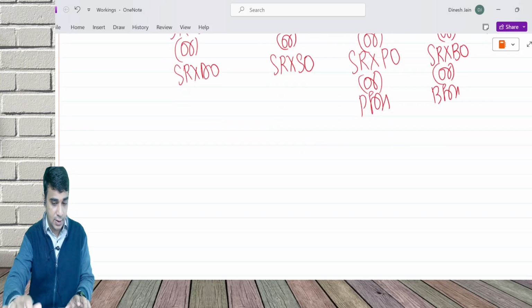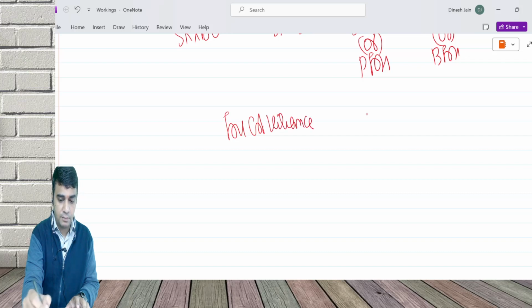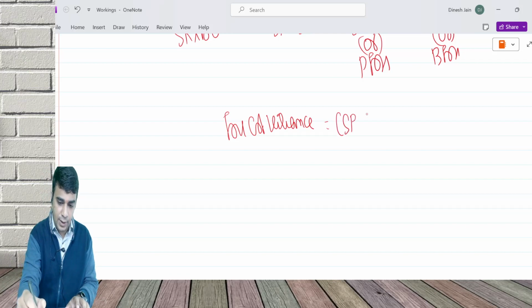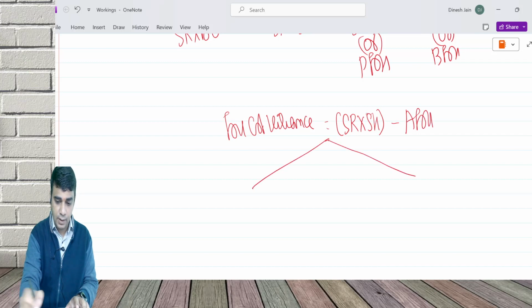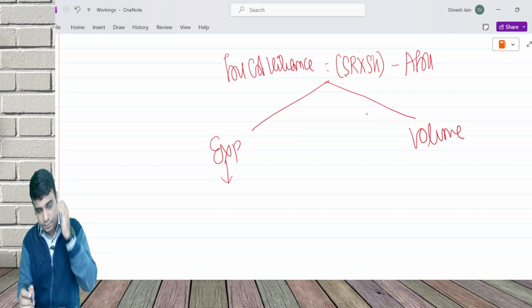You have written till this. Now below this, FOH cost variance. I'll not give any logic for the formula now. I will just write the formula: SR into SH minus AFOH. Expenditure and volume.